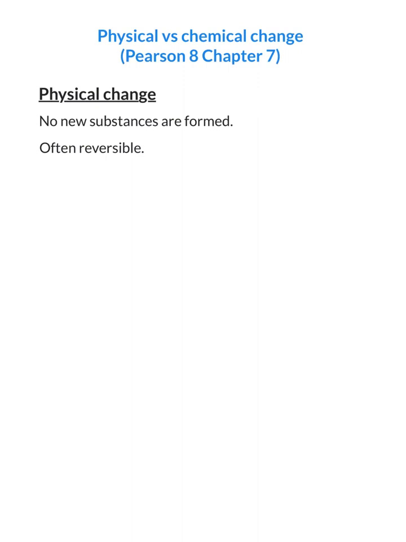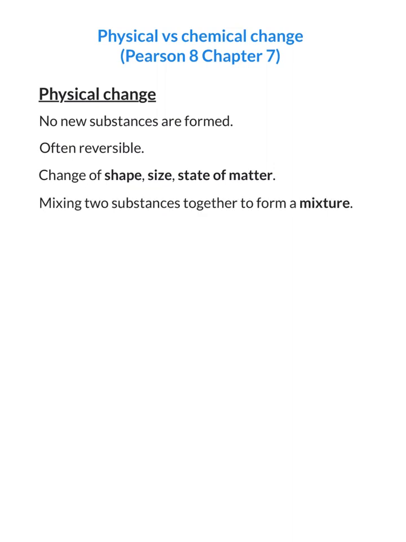Let's start looking at what I mean by different. What can be different is the shape, the size of this object can change, or the state of matter. We are going to look at these individually in a moment. Another example of physical change is mixing two substances together to form a mixture. Remember when we did mixtures, we looked at the idea there were no chemical bonds between the two substances.